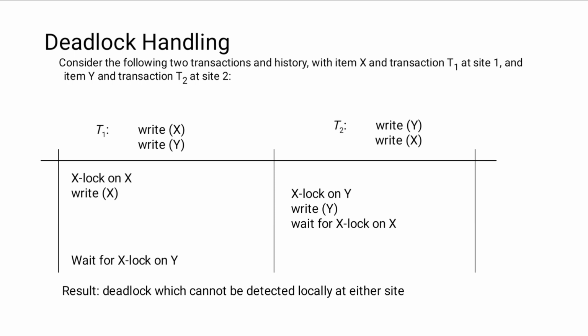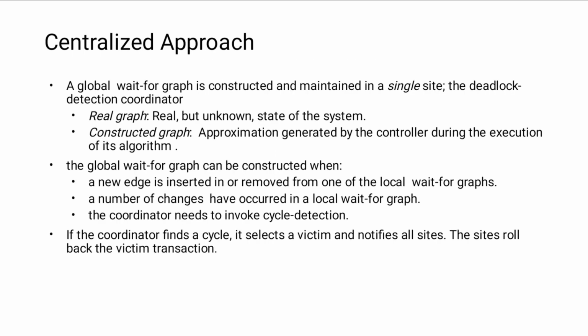Okay, deadlock handling. This is one example of a deadlock which cannot be detected locally. First, in transaction T1, write of x, write of y. An exclusive lock is provided on x, which means y has to wait. In transaction T2, y is provided an exclusive lock, which means x has to wait. How can it be solved?